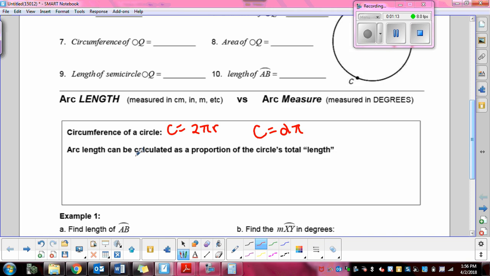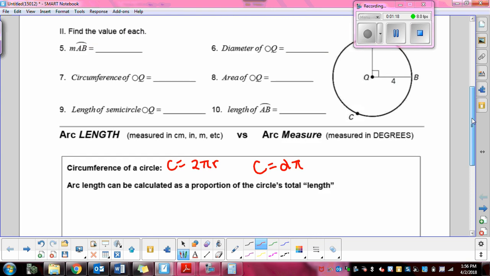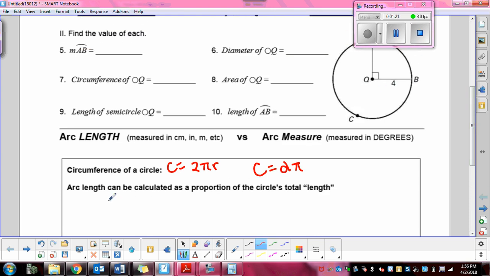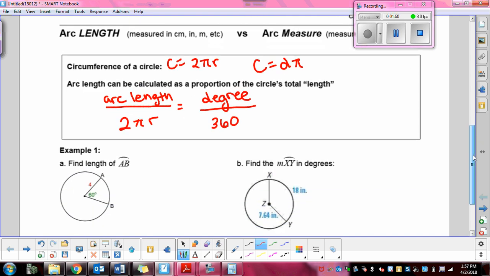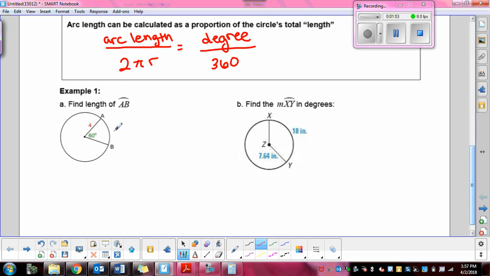It says the arc length. This is going to be a ratio. The arc length is the length of part of your circle, right here, like A to B, which is usually your x, not always. Divided by the circumference of the circle, so the length of the whole circle, which is 2 pi r, equals the degree of the arc, so the degree of part of it, divided by the degree of a whole circle, which is 360 always. We don't change this. And we're just going to cross multiply to find out what our variable is, whichever variable it's going to be.